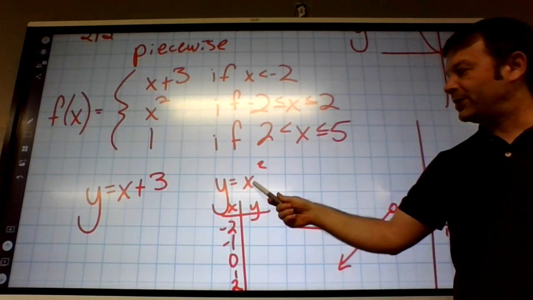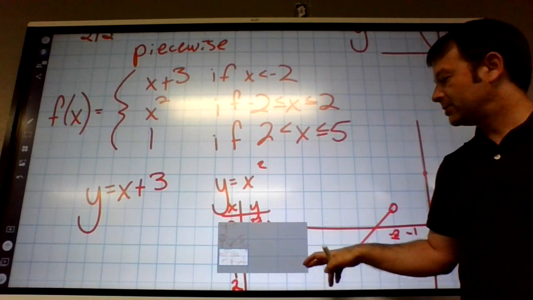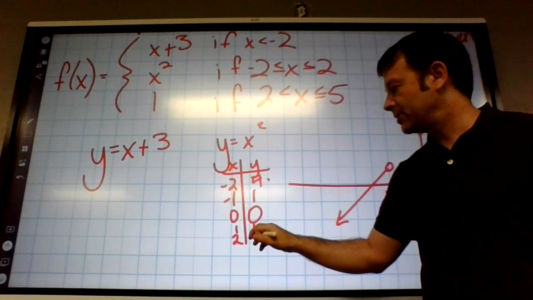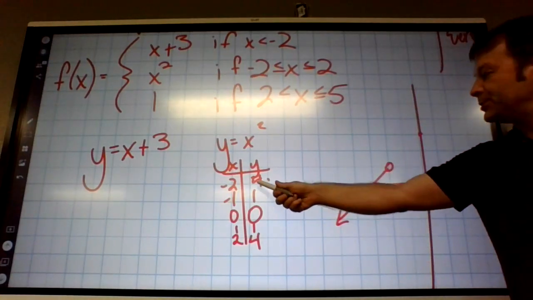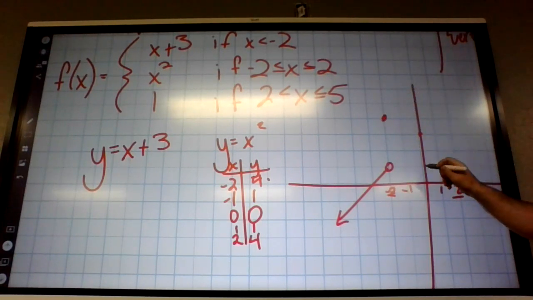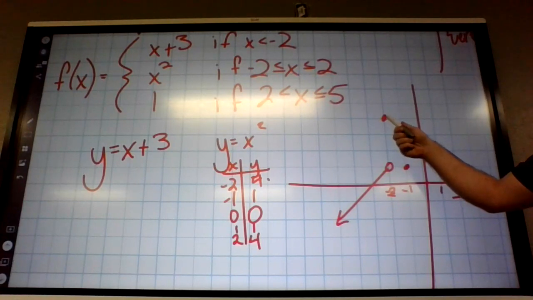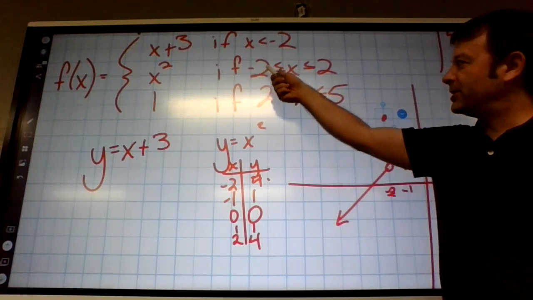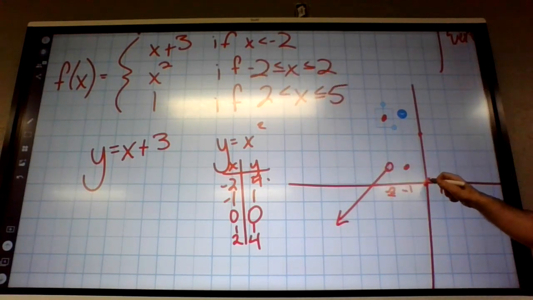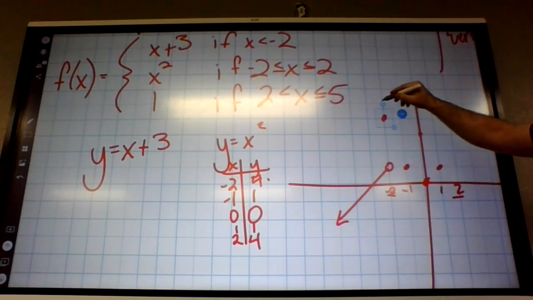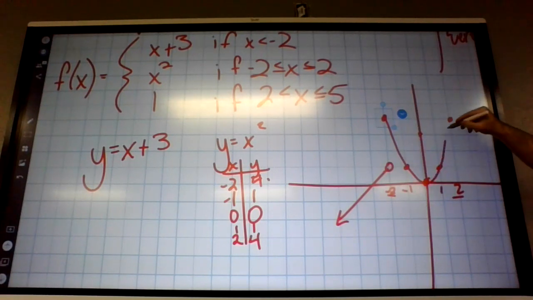What's -2 squared? 4. What's -1 squared? 1. 0 squared, 1 squared, 2 squared. So it's (-2, 4), (2, 4). -1, 1. Why did I make that solid? Because it's equal to, it's including these 2 points in it. So these are going to be solid. (0, 0), (1, 1), (2, 4). You guys remember how these were symmetrical. Now it doesn't keep going up forever like normal. It just stops right there.